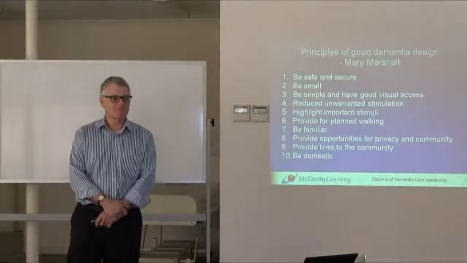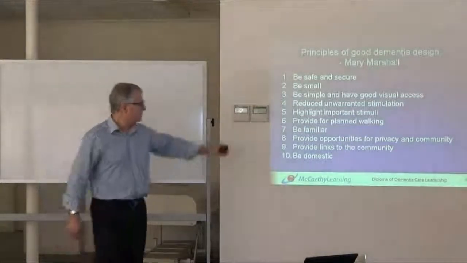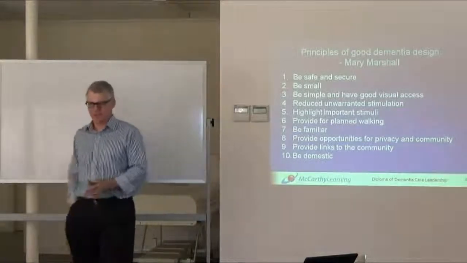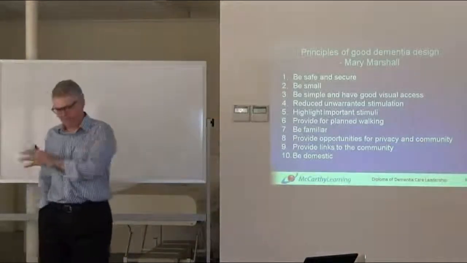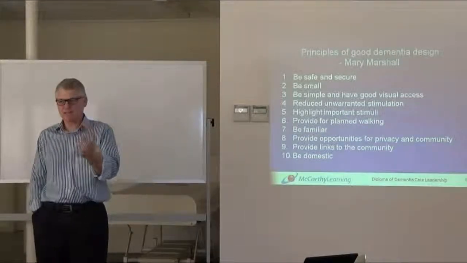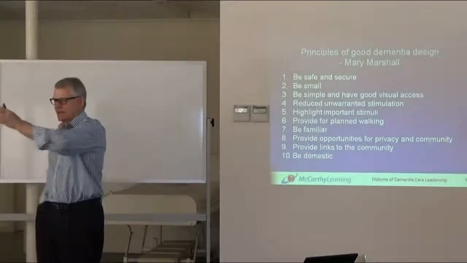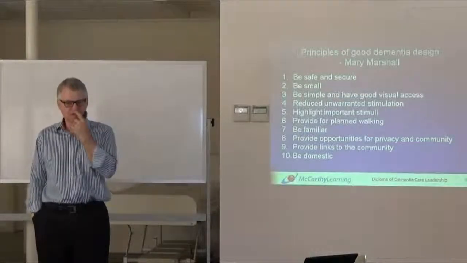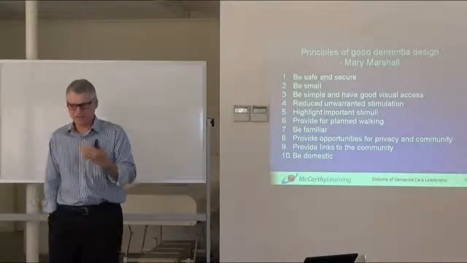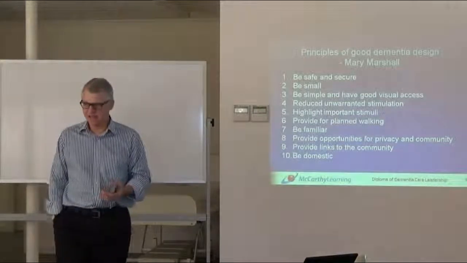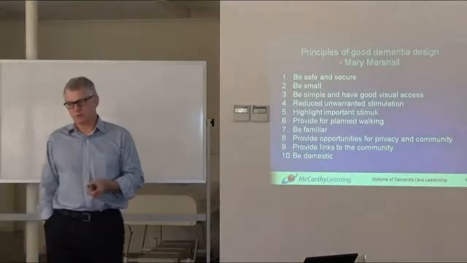Yeah. Okay, the next one is to provide for planned walking. This is where the racetrack comes in, but I'm not advocating racetracks at all. I think what you do need is access to places even outside where you can walk and on different surfaces, where you can enjoy that capacity to mobilise freely with appropriate support.